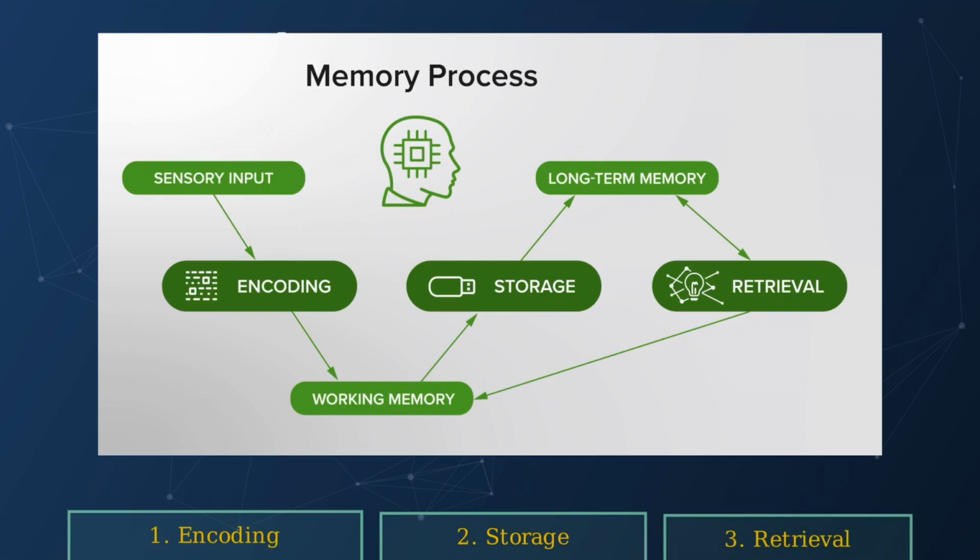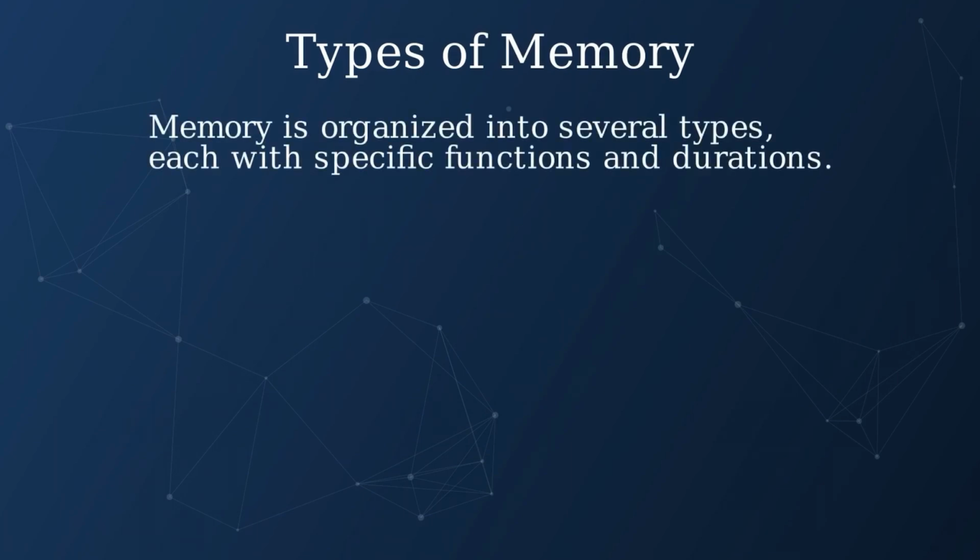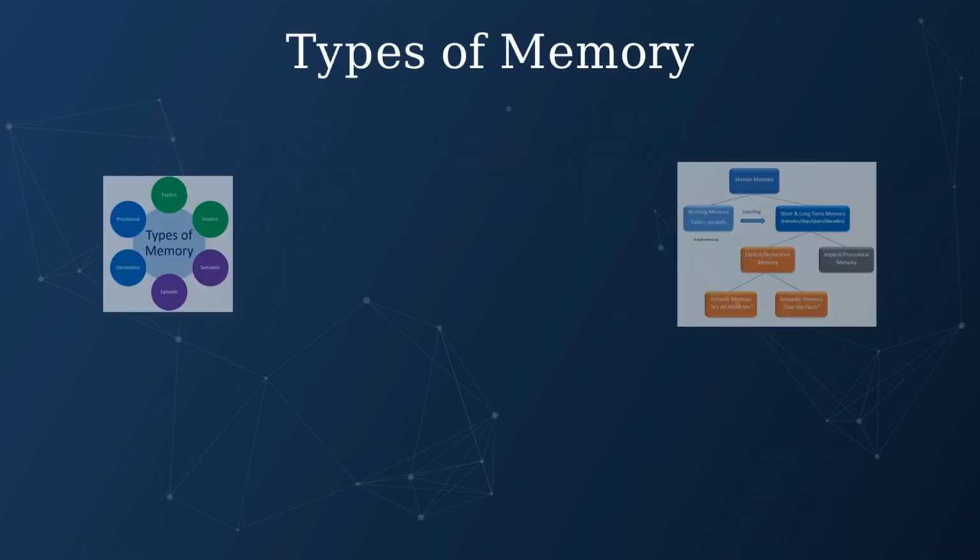Retrieval, the final stage, involves accessing stored information when needed. This can be spontaneous or require conscious effort. Memory is organized into several distinct types, each serving specific functions and operating over different time periods. Let's look at the main types of memory and how they're classified in cognitive science.